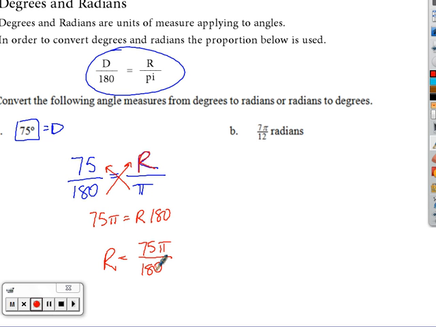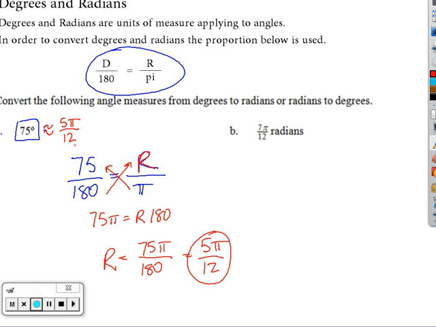I do not want to type that in my calculator. I would like to keep a fractional answer with pi, in terms of pi. So I do want to reduce the 75 over 180. All right, but I do not want to type the pi into the calculator when I do that. So if I reduce 75 and 180, I end up with 5 pi over 12 as my answer. So 75 degrees is equivalent to 5 pi over 12 radians.